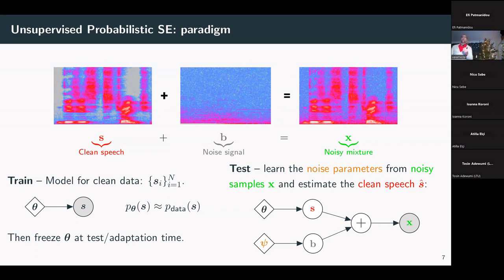And now the point here is that at this point, what we will need to do is first learn the parameters of the noise model. And once we have done that, we will be able to have an estimate of the clean speech signal. Very important here, we don't have samples of the noise directly. The only samples that we have now are those of the noisy speech, right? But since we have a model for the clean speech that is frozen, we hope that we will be able to learn the parameters of the noise model and then to get an estimate of the clean speech.